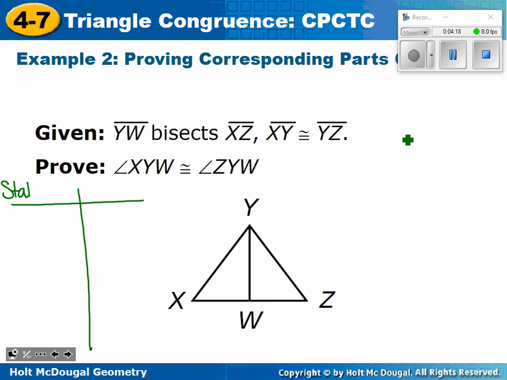So statements and reasons. Number one, what do we always start with? The given. And do we write all the given at once? I wouldn't. It's not wrong, but I wouldn't. I would start with the first thing you know. YW bisects XZ. Number one, given.